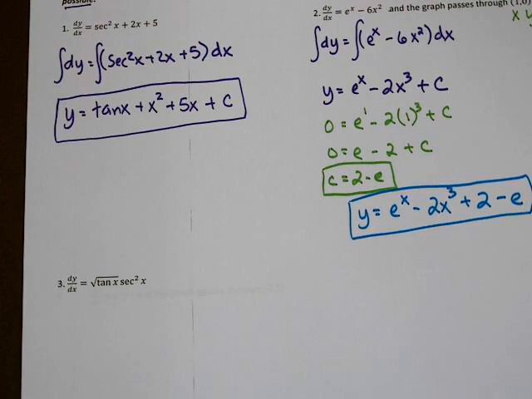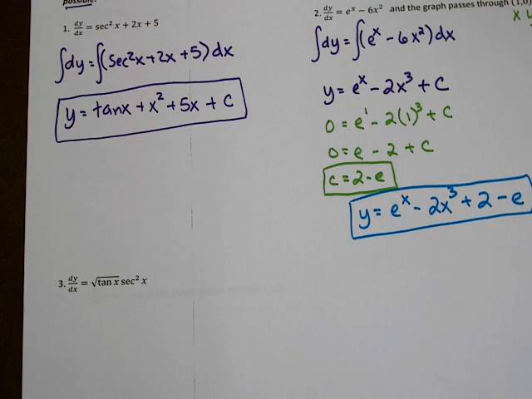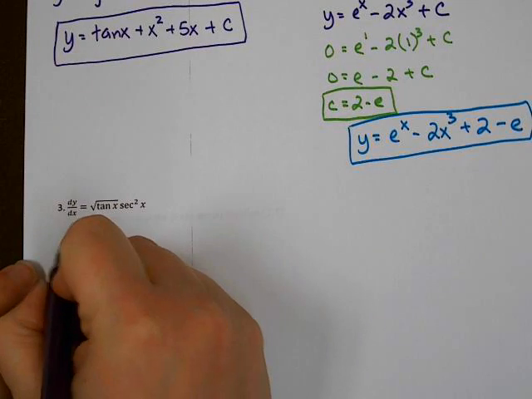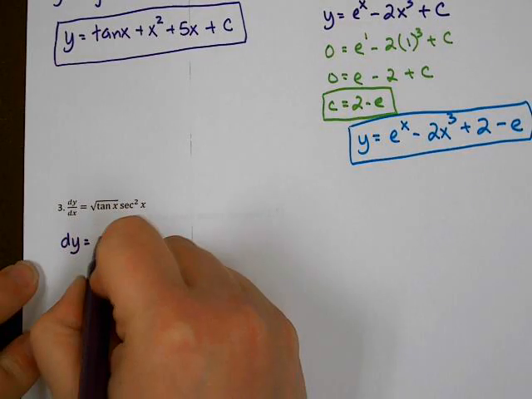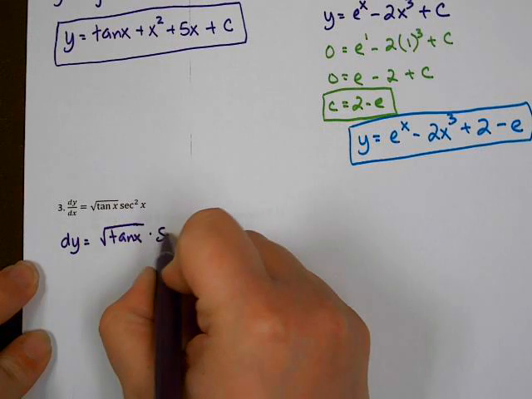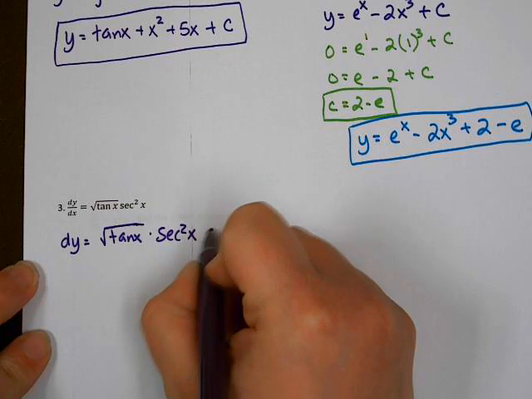Now taking a look at question 3. It looks a little bit more involved, right? So again, we need to get the dx over to the other side so that we can integrate. So dy is equal to the square root of tangent x times secant squared x dx.